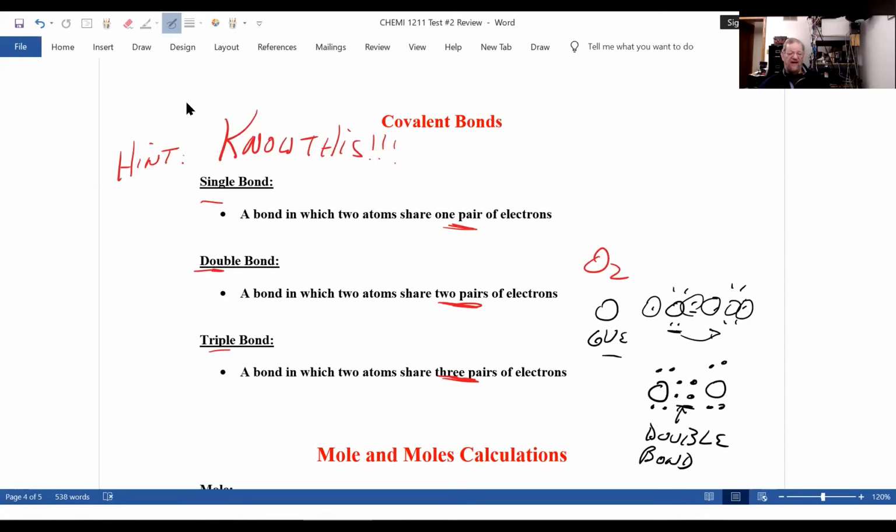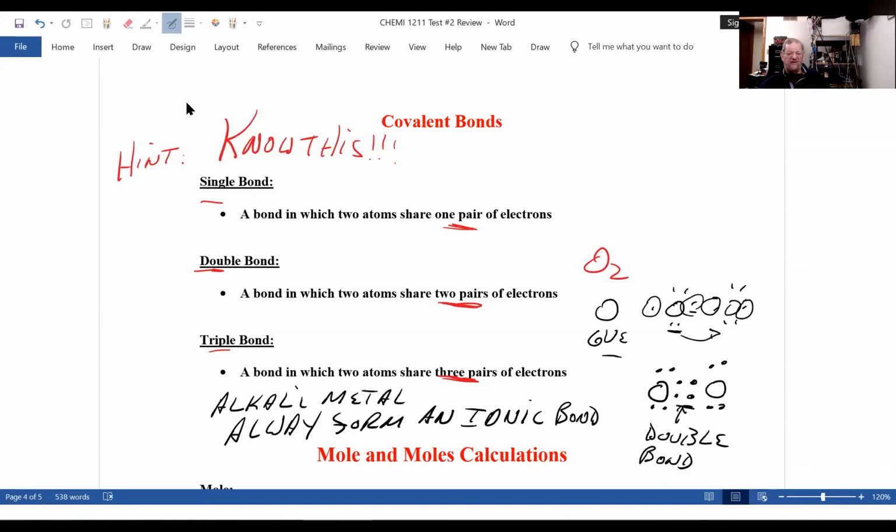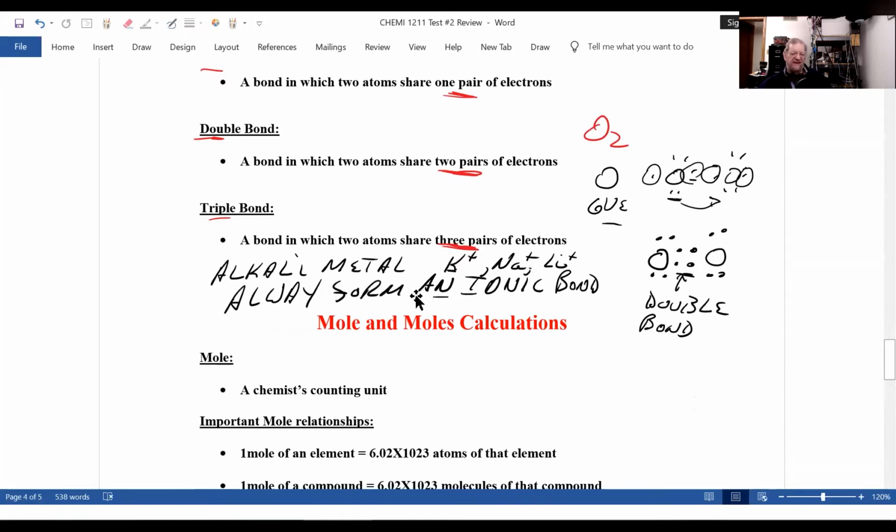Remember that when you have an alkali metal, alkali metals always form an ionic bond. And that means it forms a cation, which is either potassium plus 1, sodium plus 1, or lithium plus 1. And so if I have something like lithium hydroxide, this will give up an electron to the OH. And we went through that. Go back and look at the video. And you should know how to do that.